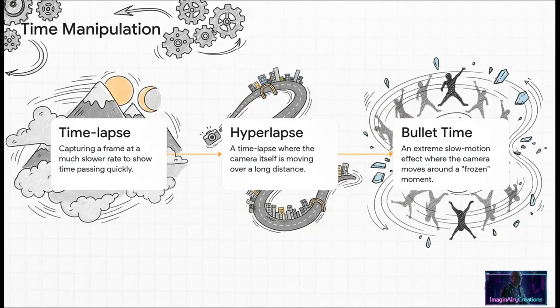You can even direct time itself. A time-lapse can show clouds zipping across the sky. A hyperlapse takes that same idea but moves the camera, creating an incredible journey through a landscape. And of course, there's bullet time, that iconic reality-bending shot where you move at normal speed around something that's totally frozen or in super slow-mo.